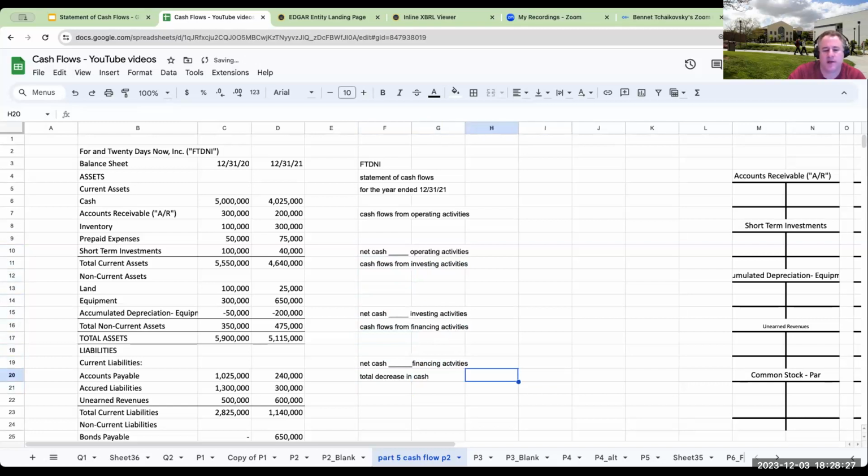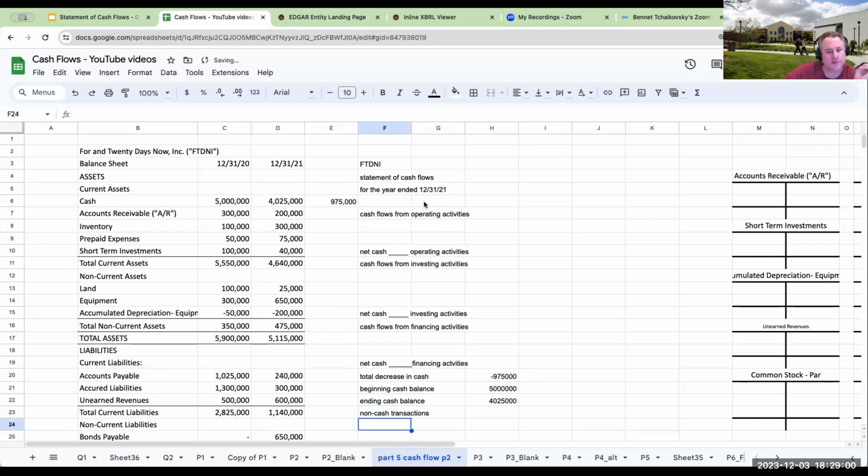This is going to be 975,000, since it started at 5 million and went down to 4,025,000. So my total change in cash is going to be a decrease of 975,000. My beginning cash balance was 5 million. That means my ending cash balance will be 4,025,000. The last thing I want to do is add in here non-cash transactions.